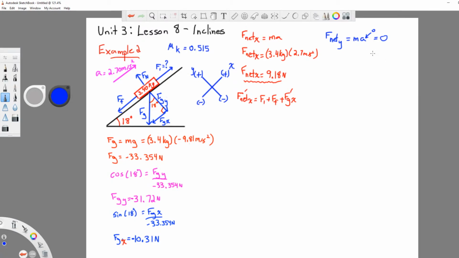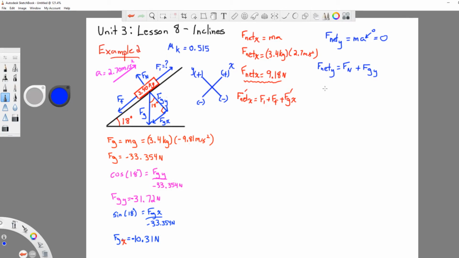Let's do F net y is equal to the sum of all of its forces. So we can do that here. F net y is equal to, well, force normal is in the y direction. So Fn plus, what else do we have in the y direction? Well, we have the force of gravity y here, plus Fgy.